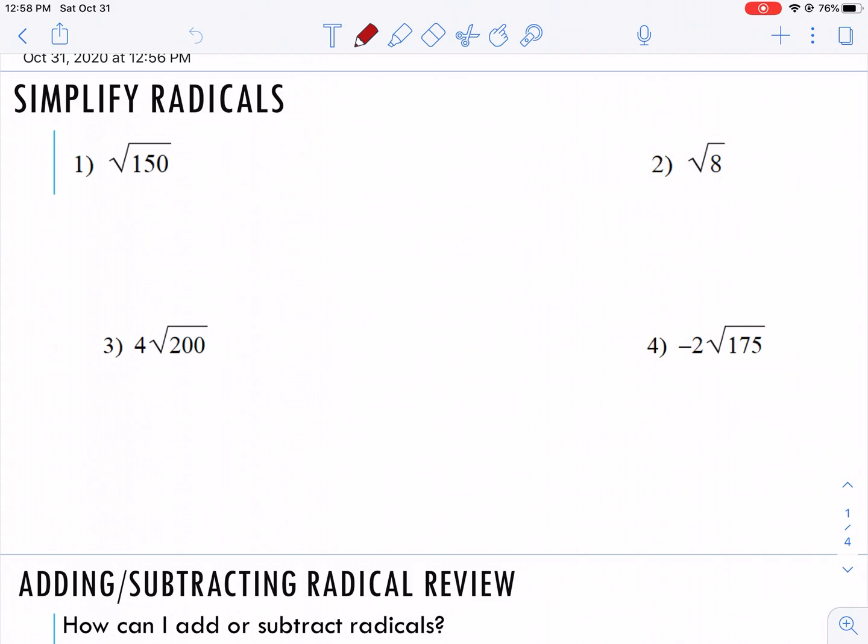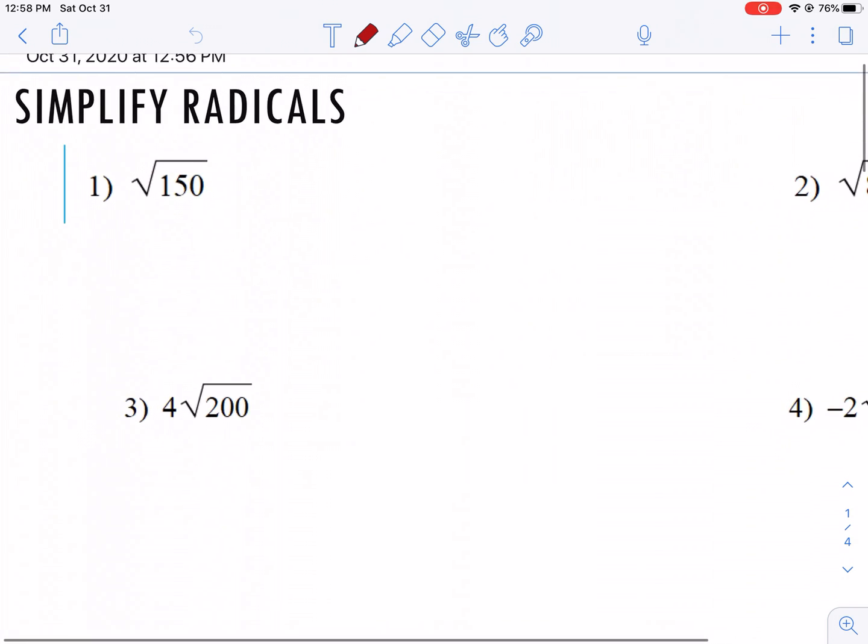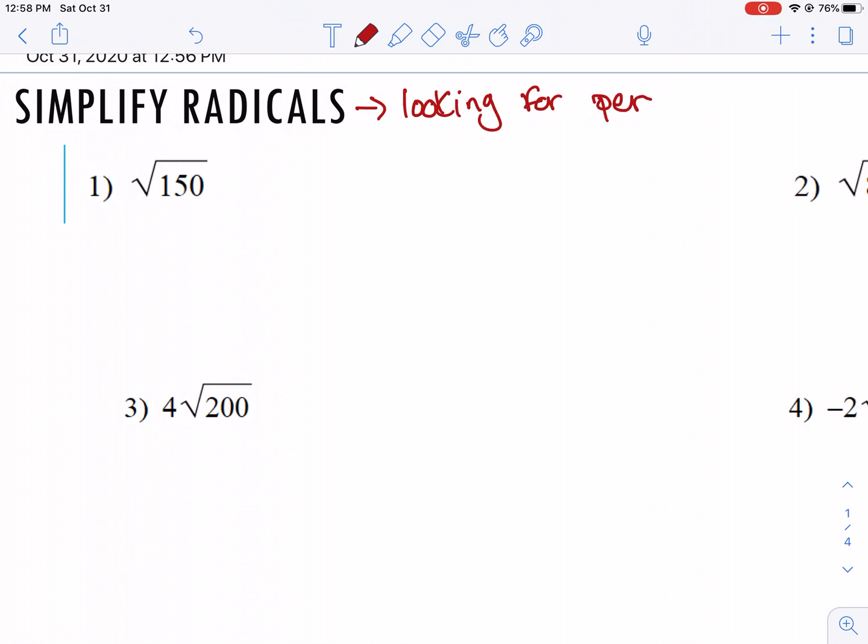So we are going to review simplifying radicals because we are going to need that when we work with the Pythagorean theorem, but then also we are going to be doing operations with radicals as well. So remember, when we simplify radicals, we are looking for perfect squares inside of the radicals, okay?